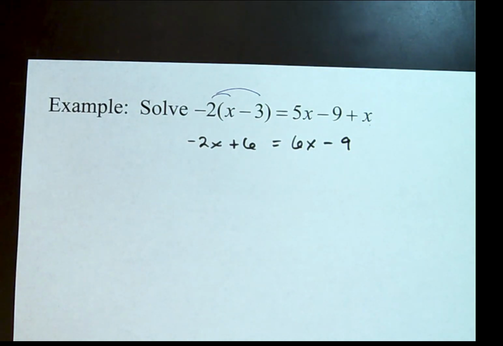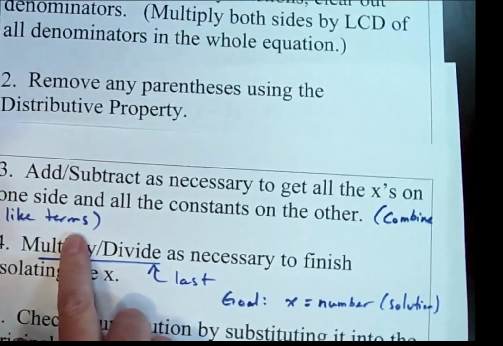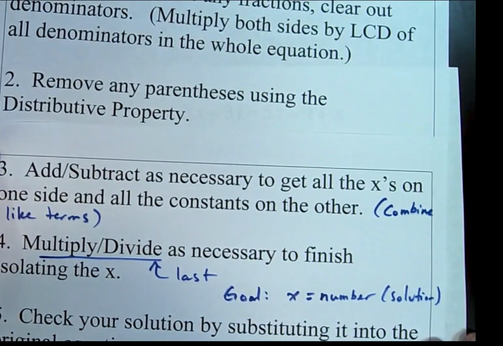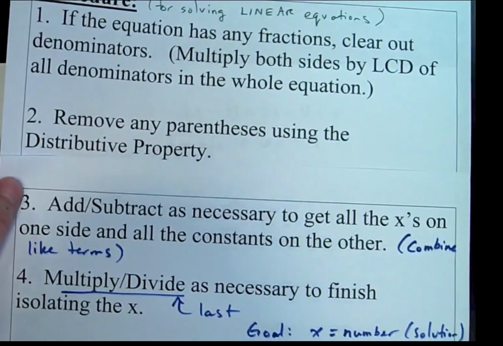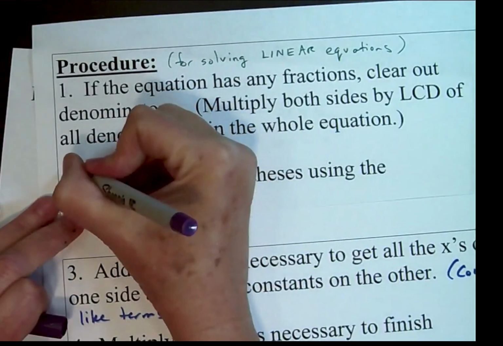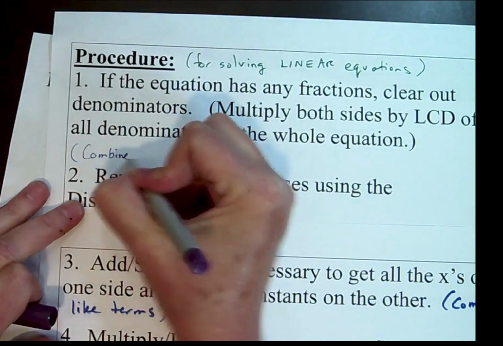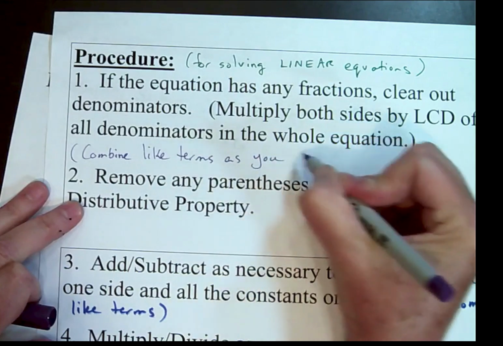So now I'm thinking perhaps the reason I didn't type in combine like terms here is that's something you want to do as you go along. Let's make a note of that. Where would be a good place to make a note of that? You can kind of decide for yourself where you would like to see that. I'm just going to stick it here. So from here on out, combine like terms as you go along.